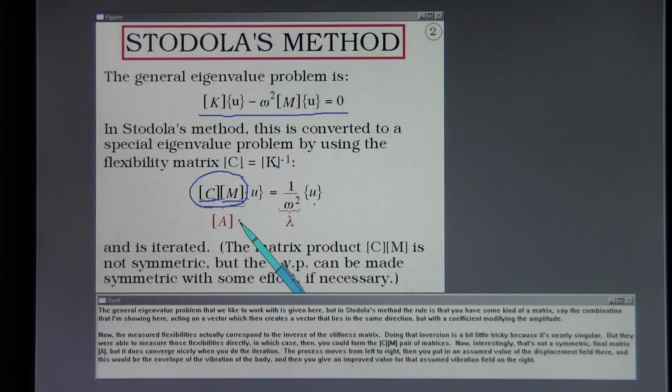The process moves from left to right, that you put an assumed value of a displacement field there, and this would be the envelope of the vibration of the body, and then you get an improved value for that assumed vibration field on the right.